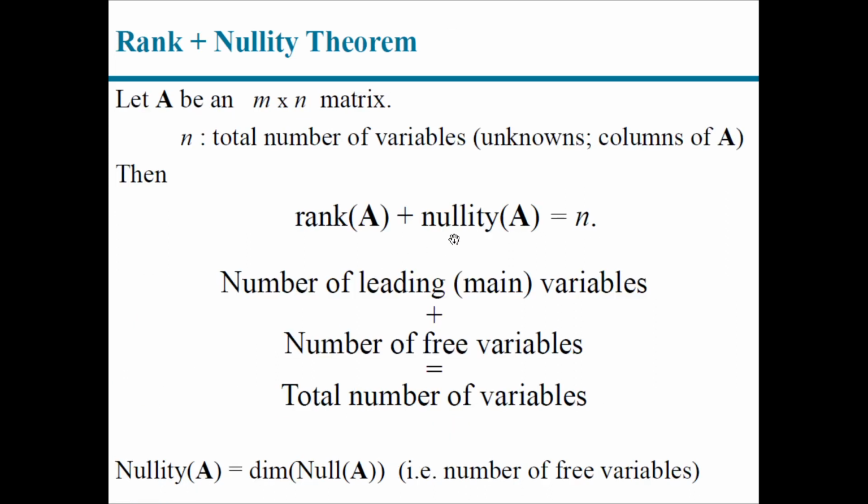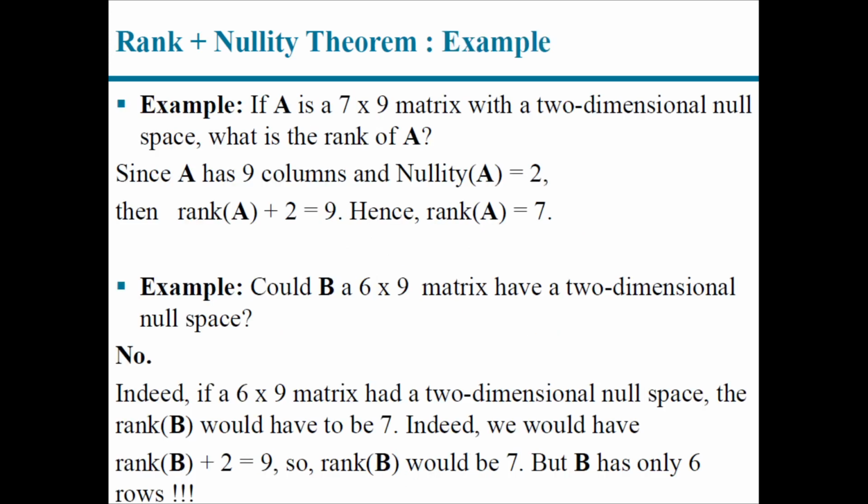Right? Rank plus nullity is equal to the total number of columns, the total number of variables. You see here I have 6 rows, so I cannot have 7 linearly independent rows. I only have 6 rows.